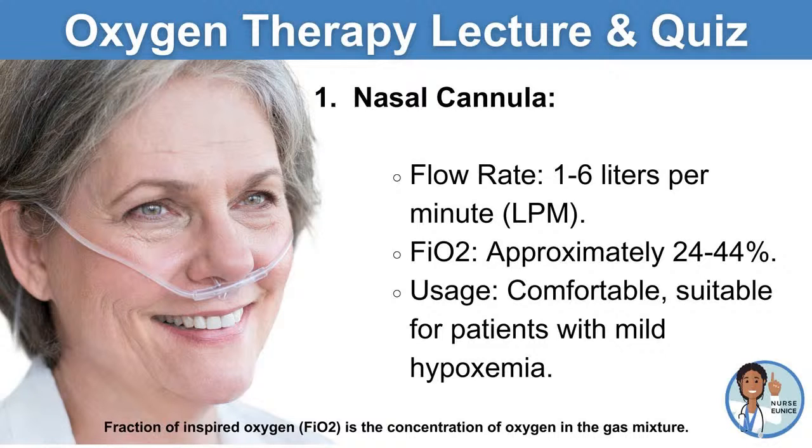One of the most common devices is a nasal cannula. It's pretty comfortable and it's easy to use. If you're taking notes, I want you to write this down. The flow rate for oxygen, how far can we turn the dial? It's usually 1 to 6 liters per minute. The FiO2, or the fraction of inspired oxygen, is the concentration of the oxygen in the gas mixture. The FiO2 for a nasal cannula is usually 24 to 44%. So this is low flow. It's comfortable and is suitable for patients with mild hypoxemia, or low blood oxygen levels.